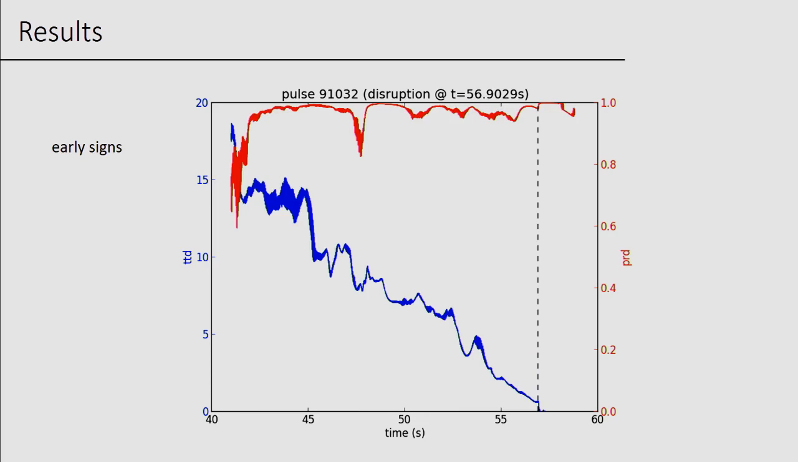Probability of disruption has hit the ceiling. Okay, some doubts over there, but has stayed just at 1. The network is telling us this is a disruptive experiment from the beginning. From the beginning, the network is telling us this is going wrong. And the time to disruption is telling us this is going wrong. So the question now is, how come the network knows almost from the beginning of the experiment that it's going wrong?